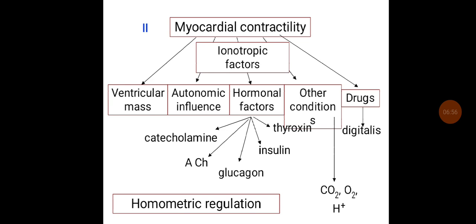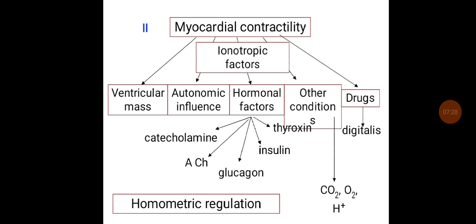Now myocardial contractility. It depends on many inotropic factors which are going to increase the contractility of the muscle. This is the method by which myocardial contractility increases and it increases the cardiac output. That regulation is called homometric regulation. There are many external factors which are going to increase the myocardial contractility and the cardiac output.